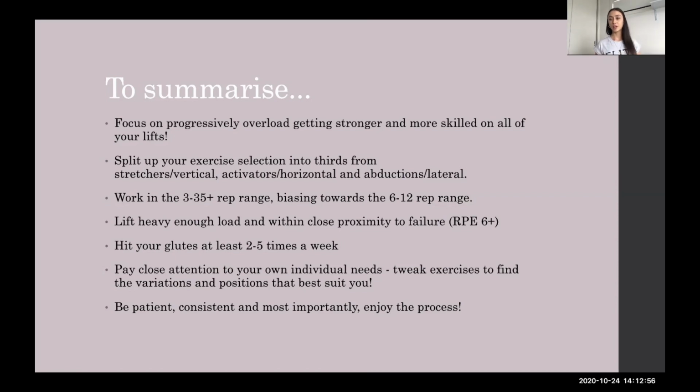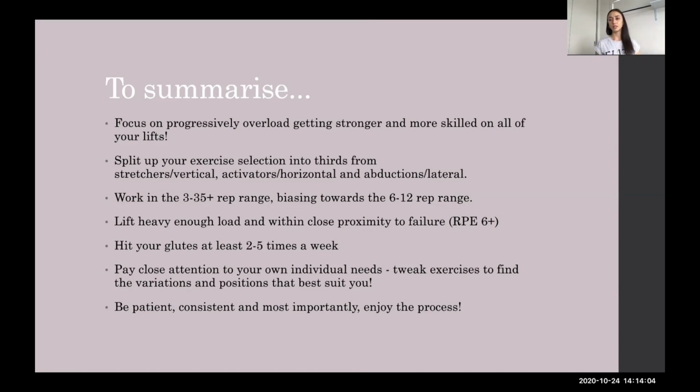You also want to pay close attention to your own individual needs and tweak exercises to find the variations and positions that work best for you. So say on a hip thrust, play around with a wide stance, a close stance, play around with your knee and foot position. So do you want more flare or less flare? What do you feel your glutes in the most?